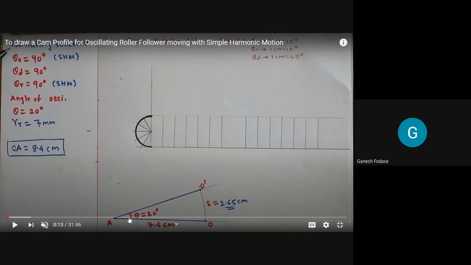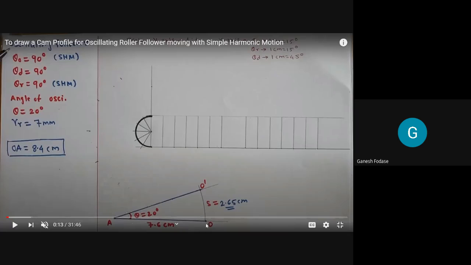With this, can anyone observe here? Stroke length is not given, or the maximum displacement of the follower is not given. If the maximum displacement is not given, then we can't draw the displacement diagram, as the y-axis distance is not known to us. So to get this displacement S, we need to draw a construction here. So what to draw here?